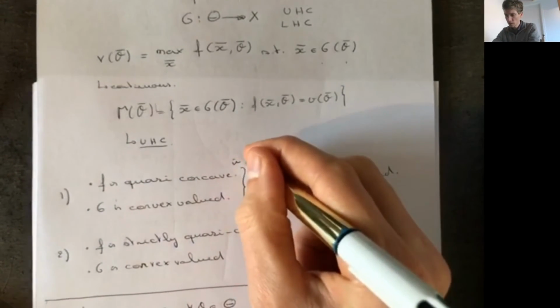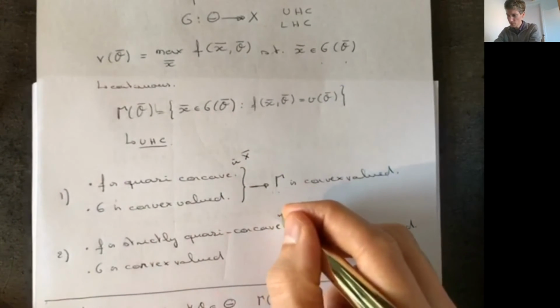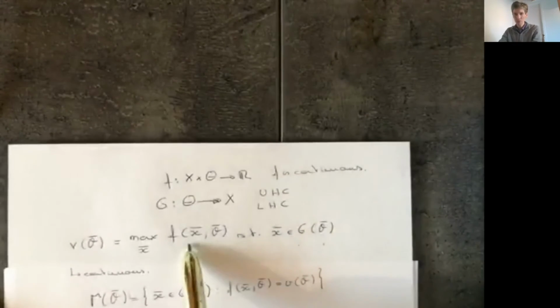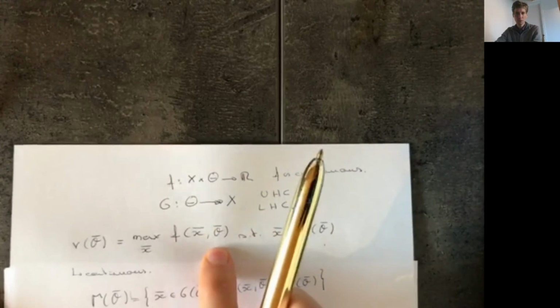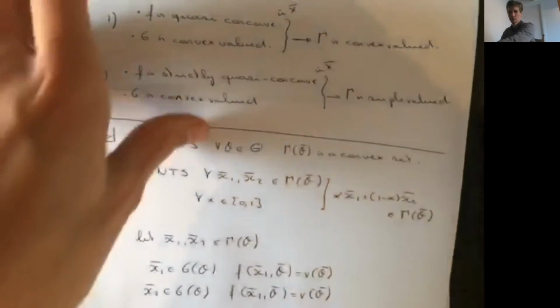I forgot to specify here what I mean if f is quasi-concave. I mean it is quasi-concave in x. And here strictly quasi-concave, I mean strictly quasi-concave in x. So this means keeping theta fixed, it's a quasi-concave function of x for a given theta. Sorry, I wasn't super clear about this.